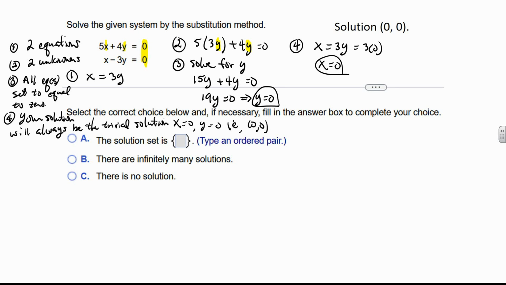I'm telling you, in the future, if you see that up front, then don't waste your time. You know that you're going to have the trivial solution. Now, the critical thinking piece is this: you can't apply that to anything else. Like if you have 2 equations, and one is set equal to 0 and the other is set equal to 4, you can't say that you have the trivial solution.